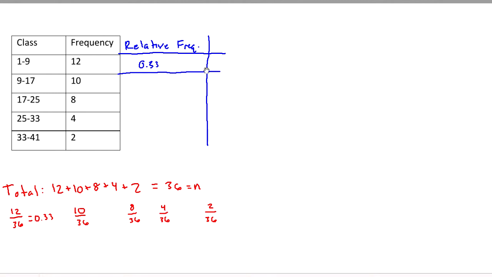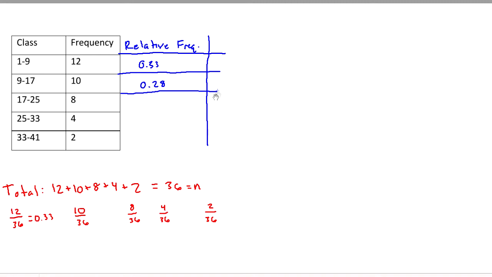And then 10 over 36. So that's 10 divided by 36. I end up with 0.277 repeating. So to keep consistent, I'll round that to 0.28. And so on. So 8 divided by 36, etc.